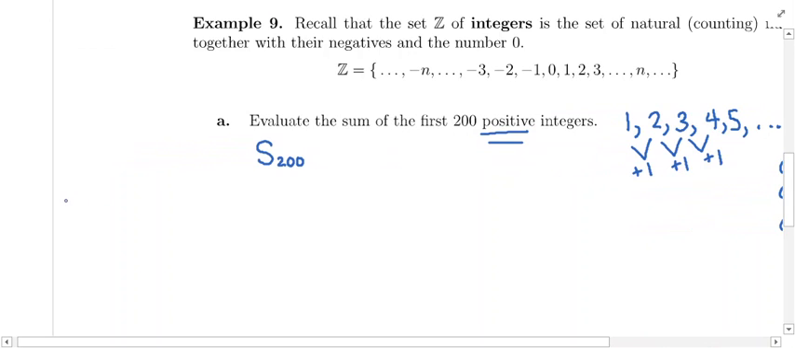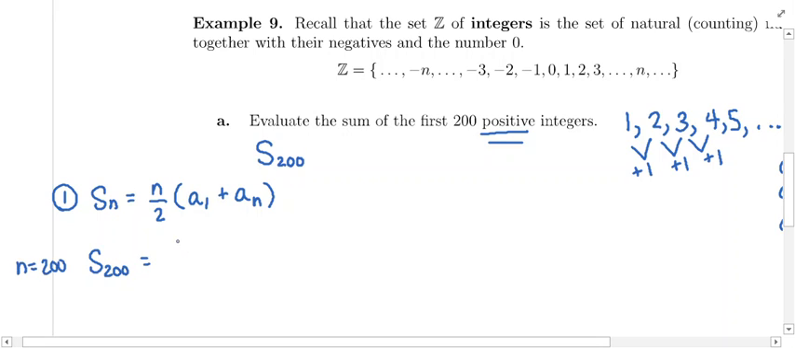I'll start by applying the first formula just so you can see you get the same thing. The first formula is S_n equals n divided by 2 times a1 plus a_n. If we want the 200th partial sum here, our n value is going to be 200. So plug 200 in everywhere you see n. We're going to get 200 divided by 2 times a1. The first number in this sequence is 1. The last number is 200.